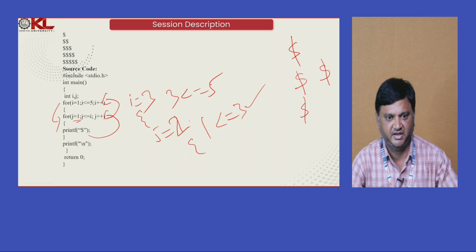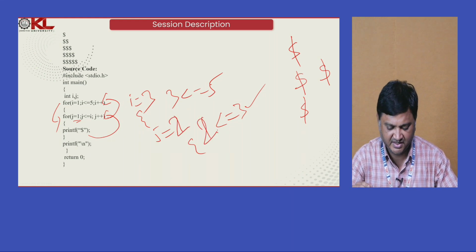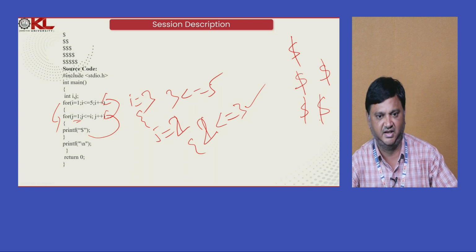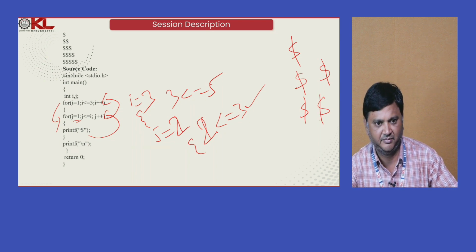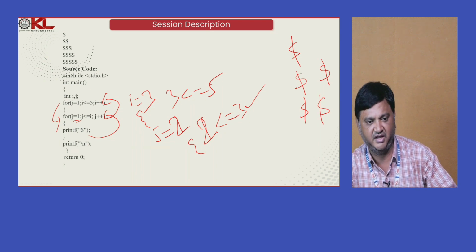Your j value will be incremented. Is 2 less than or equal to 3? Yes, so the second dollar is printed on the screen. Will I come out of the program or will I go to the outer for loop? Will I stay in the inner for loop?